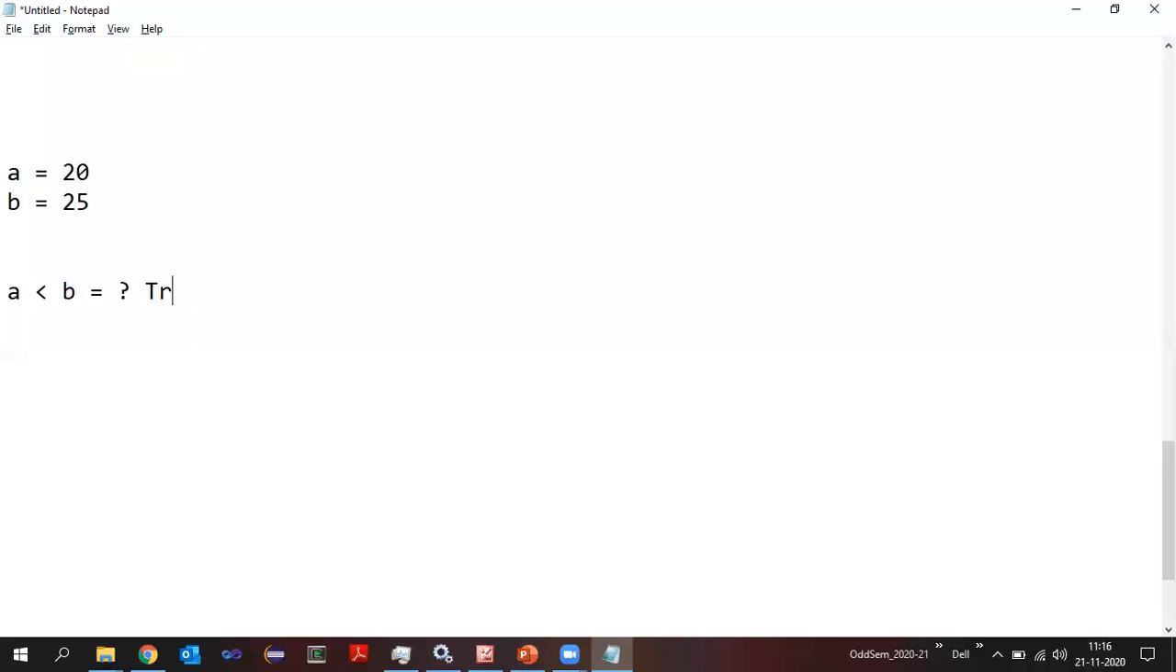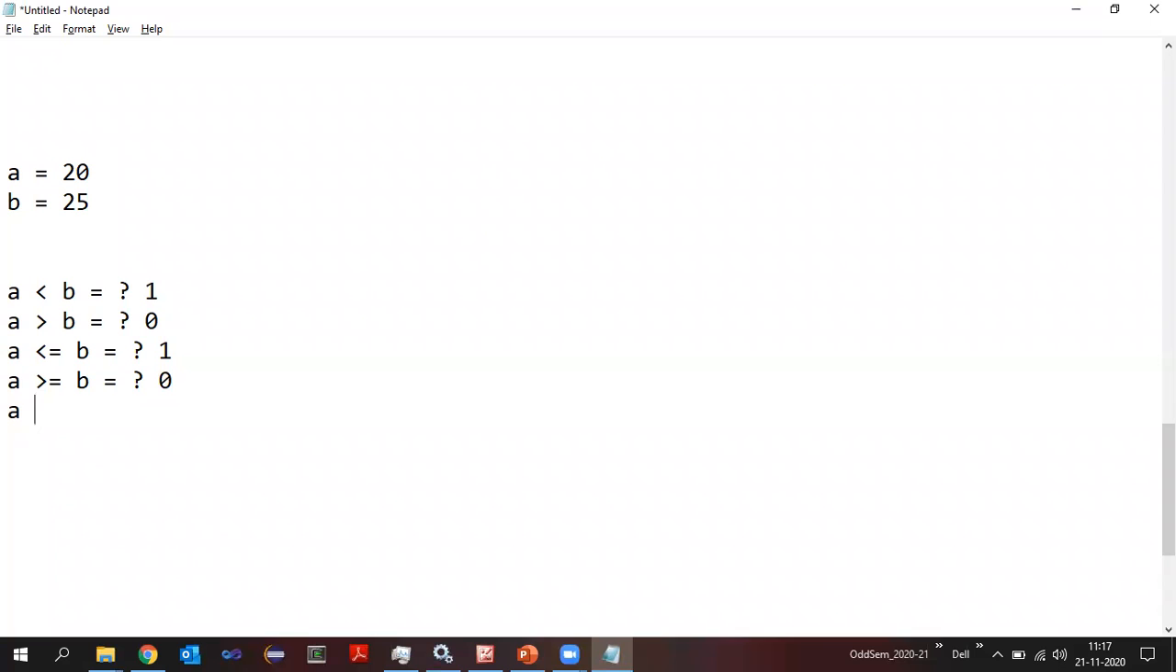So shall I write it as 1 or 0 in this case? If it is true, 1. If it is false, it will be 0. So it is 1. Next one, A greater than B. False, so 0. Then A less than or equals to B is 1. Next, A greater than or equals to B is 0.